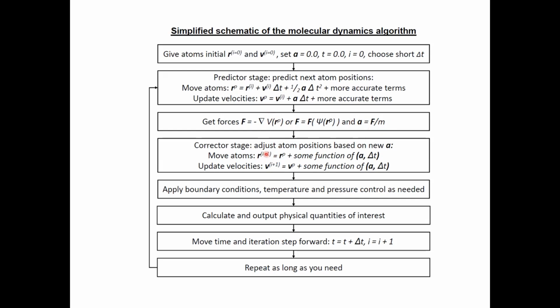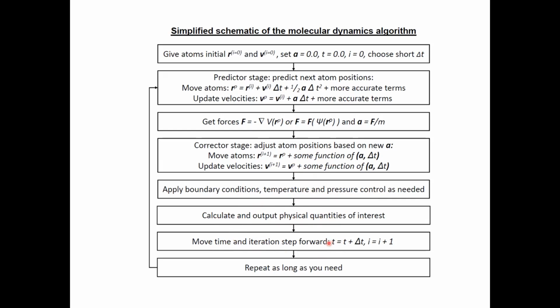So at this stage, you can adjust your positions to account for any errors that might be associated with the approximations you might make. For example, in this part here, you have some additional terms that you neglected. You can update them here to fix those errors. This is the stage where you apply some boundary conditions. You can quantify your temperature and your pressure. And then if you want to calculate any kind of physical quantities, you can do that at this stage as well, right? Once you finish with all of that, you can then move forward in time, right?